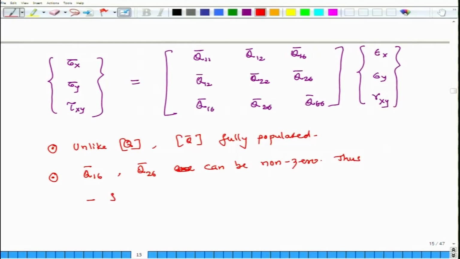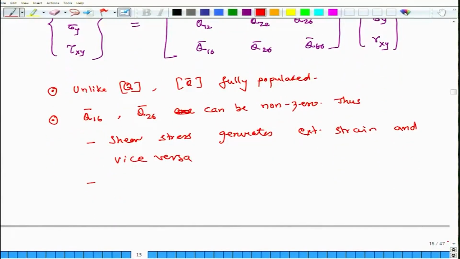Thus, shear stress generates extensional strain and vice versa, and further, extensional stress generates shear strain and vice versa.